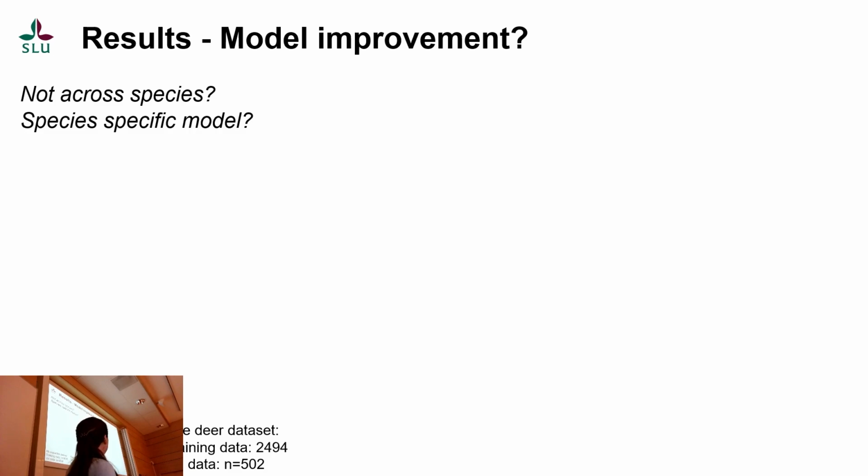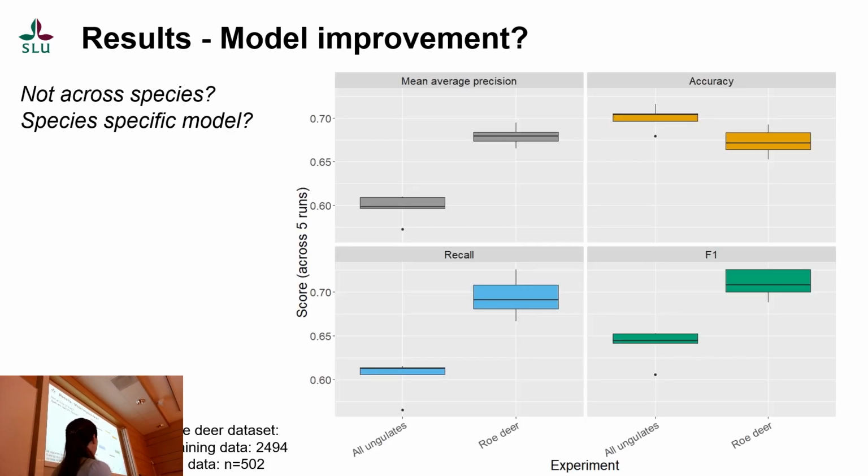Another thing we could do to improve the model: I did the model across several species, but maybe focusing on only one species, roe deer. I compared those models and saw that the accuracy of the roe deer model is lower than for the whole ungulate model. But the precision was higher, so it seems that it was easier to predict the males correctly.